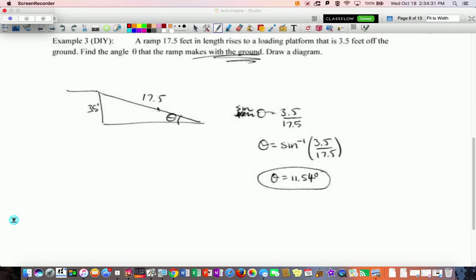So here's the diagram. The ramp itself is 17.5. It's 3.5 feet high or off the ground. You're finding the angle of elevation, or the angle that it makes with the ground. So here's your trig formula, inverse sine both sides. You get 11.54 degrees.